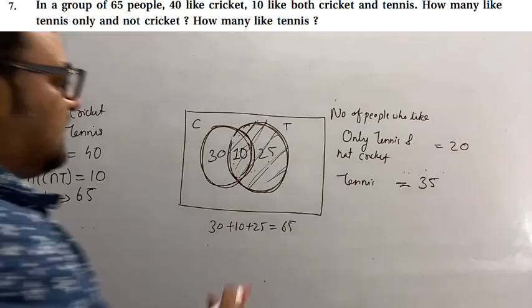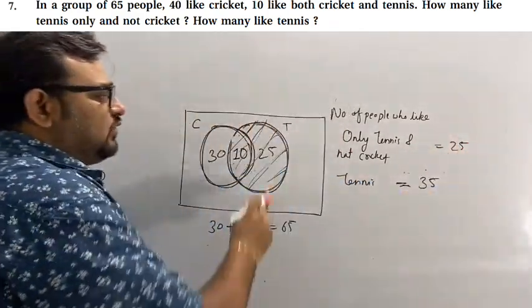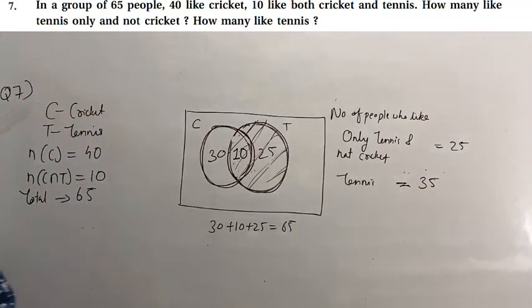Sorry, there is a mistake. It's 25, not 20. And 25 plus 10, that is 35 who like tennis. Okay? So just note down this mistake.